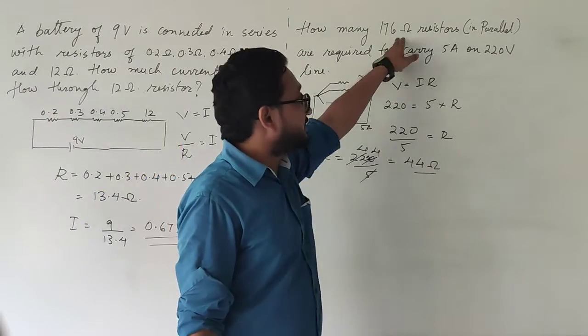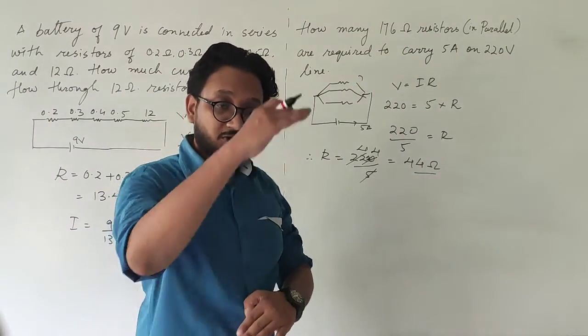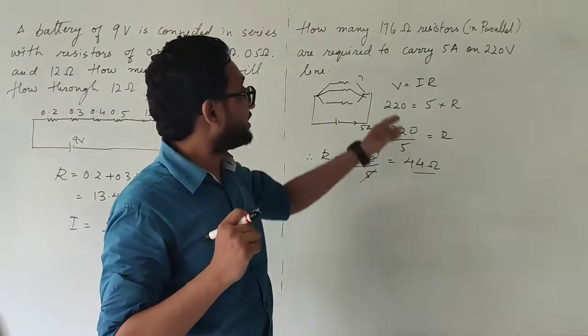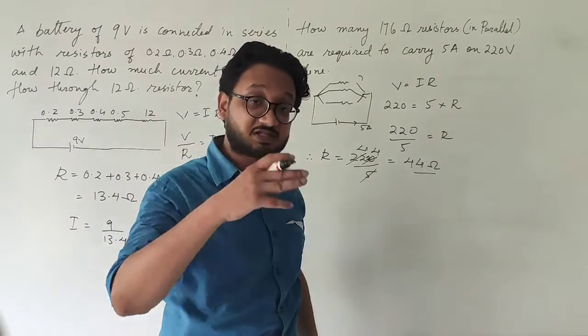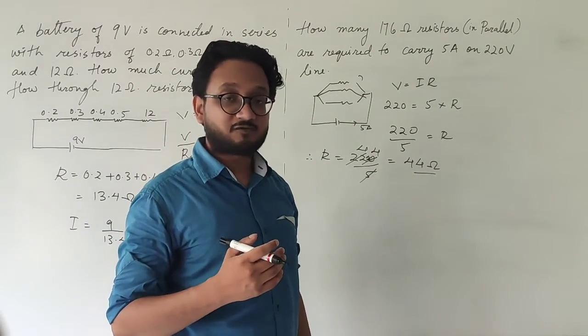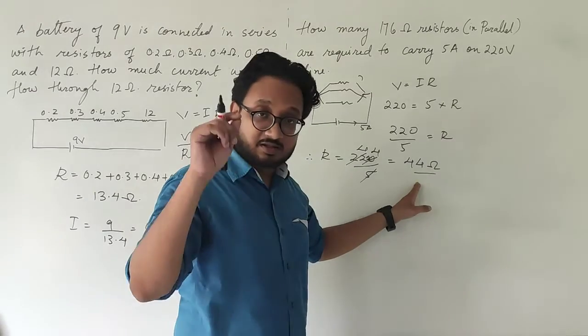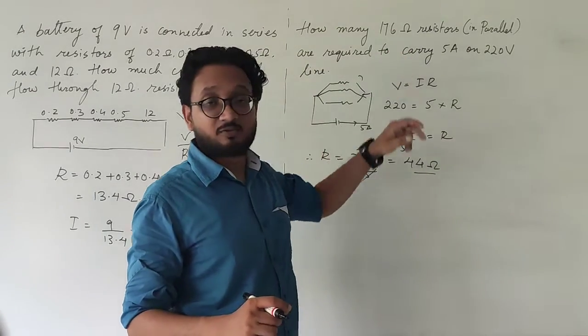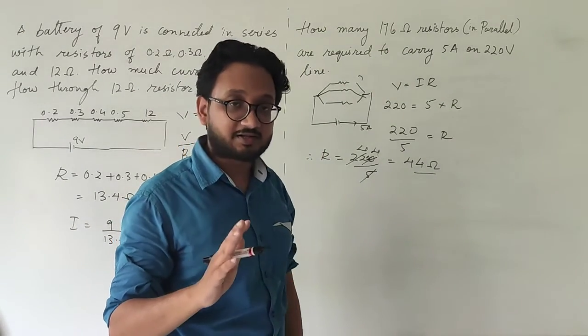Now that is why it is said in parallel, because in parallel the total resistance decreases. If you connect in series, then 176 plus 176, it's going to take a lot of resistance, and this is less resistance compared to the 176 ohms. So obviously they are connected in parallel.